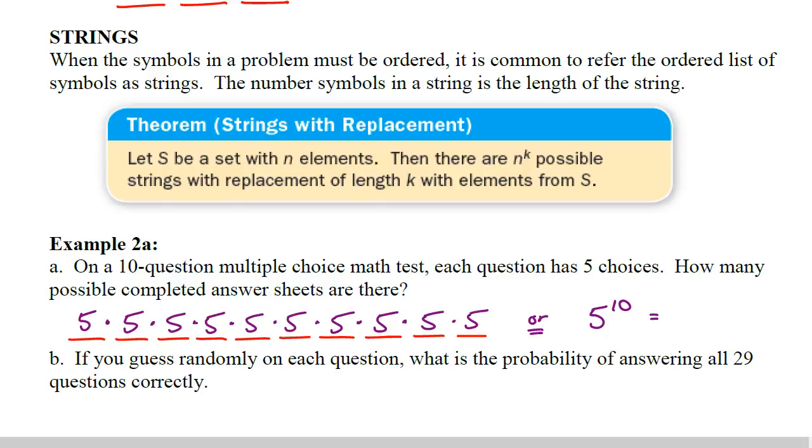So how does this connect with the string? So here, the length of the string is 10, because there's 10 questions on the quiz.